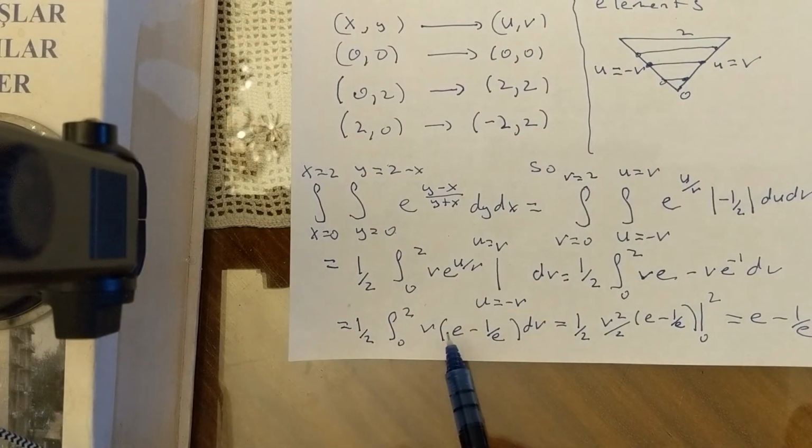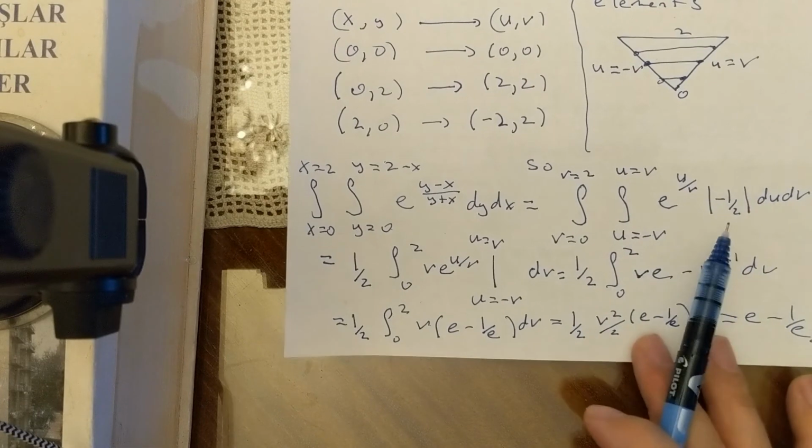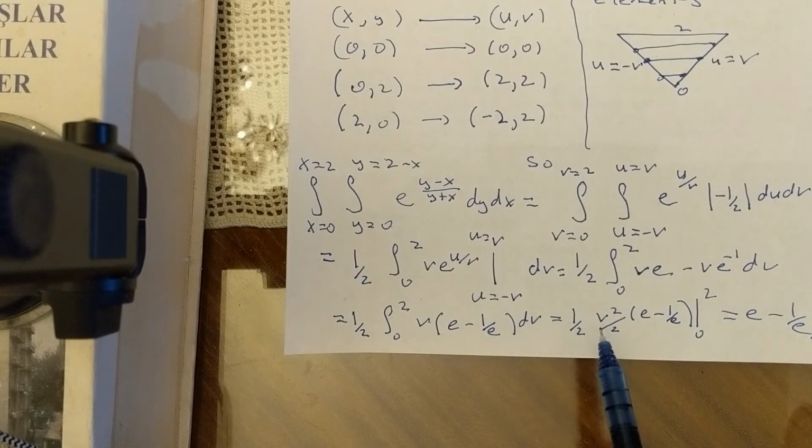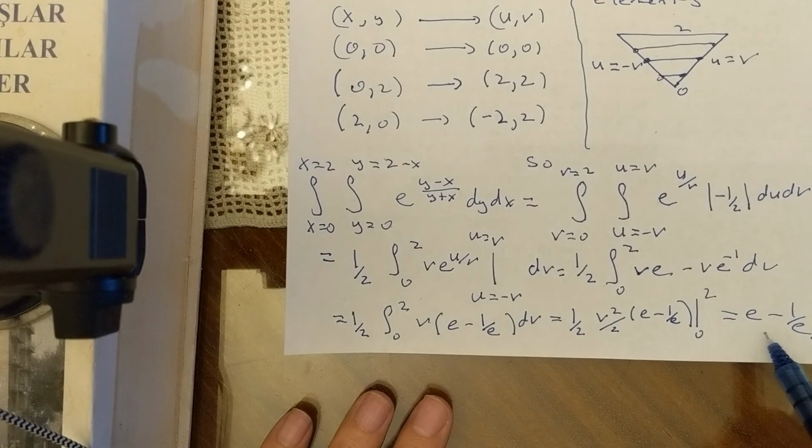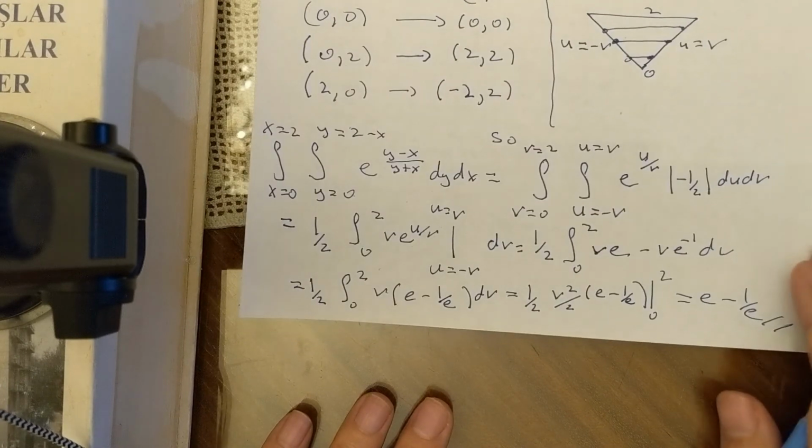Let's make this simpler. Let's pull out v. And we get v times e minus 1 over e dv. This is with respect to v, so that's going to be just v squared over 2. We still have the half: v squared over 2, times e minus 1 over e, evaluated from 0 to 2. What happens on the bottom? You have a 4. When you plug in 2, v squared is going to be 4, so they cancel each other out. When you plug in 0, you get 0. So the answer is e minus 1 over e, and that's it.